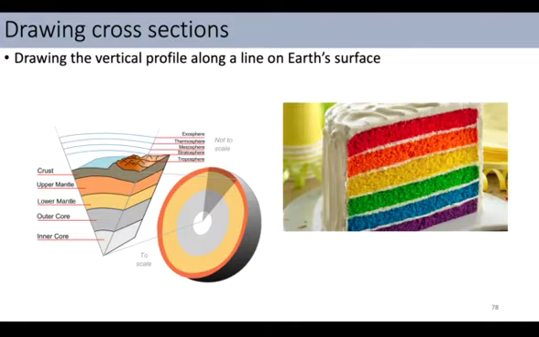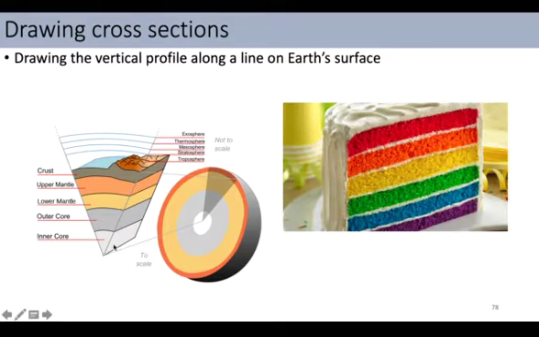So you cut into the cake and you look at it from the side. So you can see the layers, you can see that someone, not myself sadly, has this beautiful rainbow cake with all of these different layers of icing in the middle. That is essentially what you can also do with the earth. So you can cut the earth in half, and you can look at the different layers of the earth.